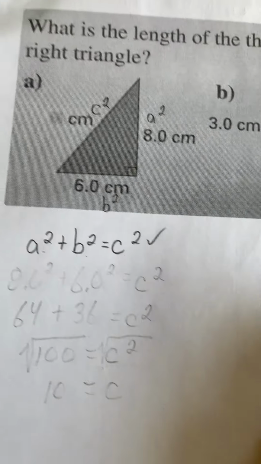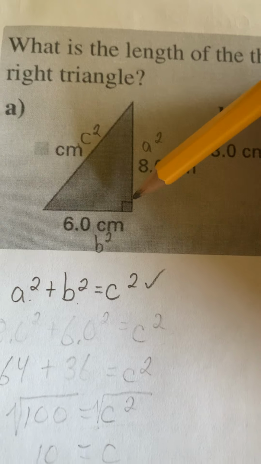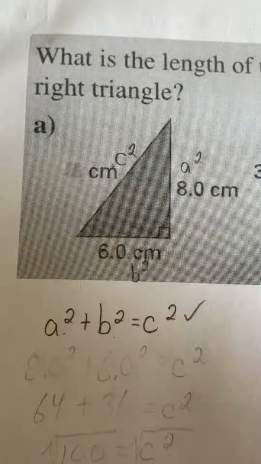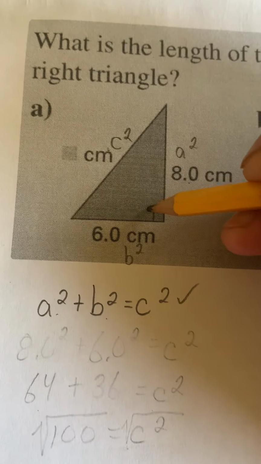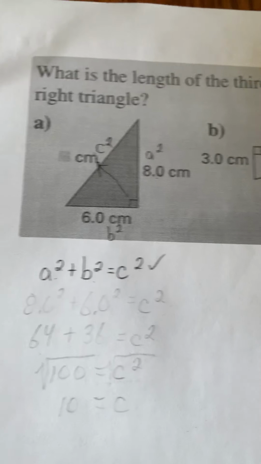Okay. So we'll figure out this answer in a moment, but if we flip this over and try some questions, what we've got here is our right angle, and notice that this only works for right angled triangles. It will not work for anything else. So if we have a right angled triangle like this, here's my right angle. C is always across from the right angle. The other two don't matter.